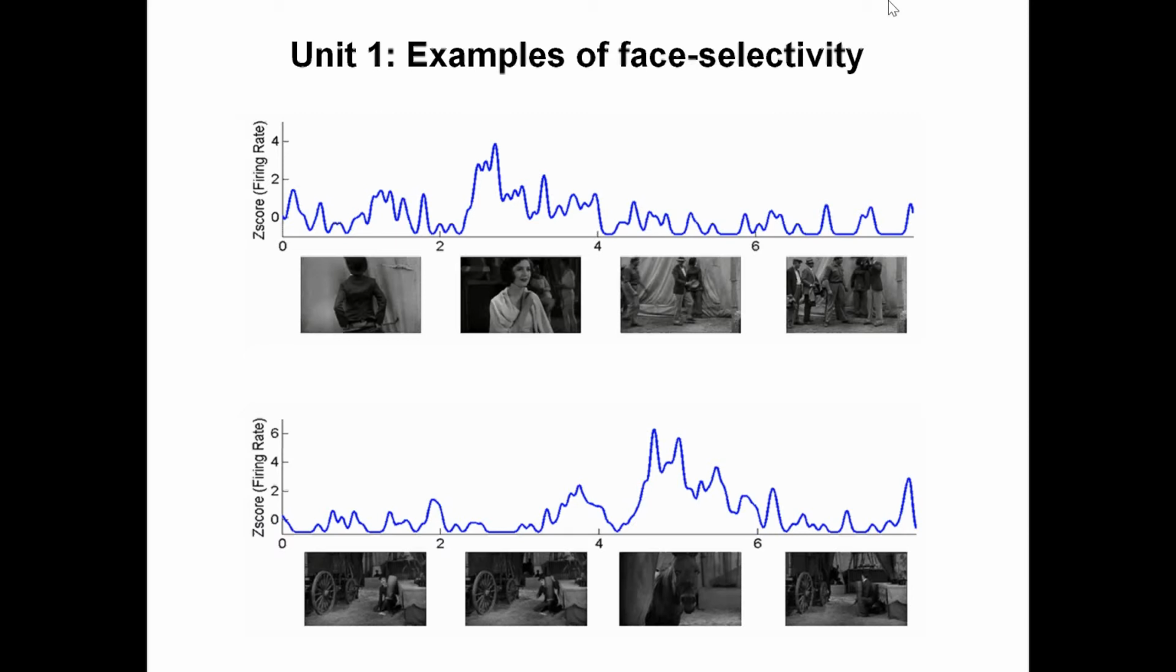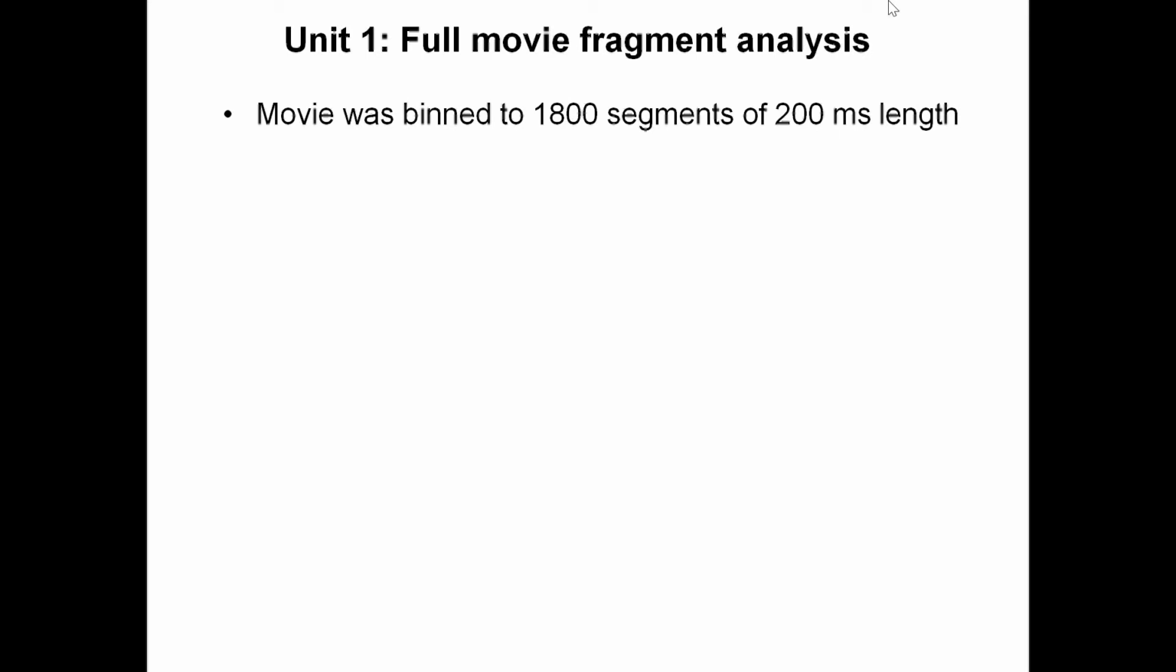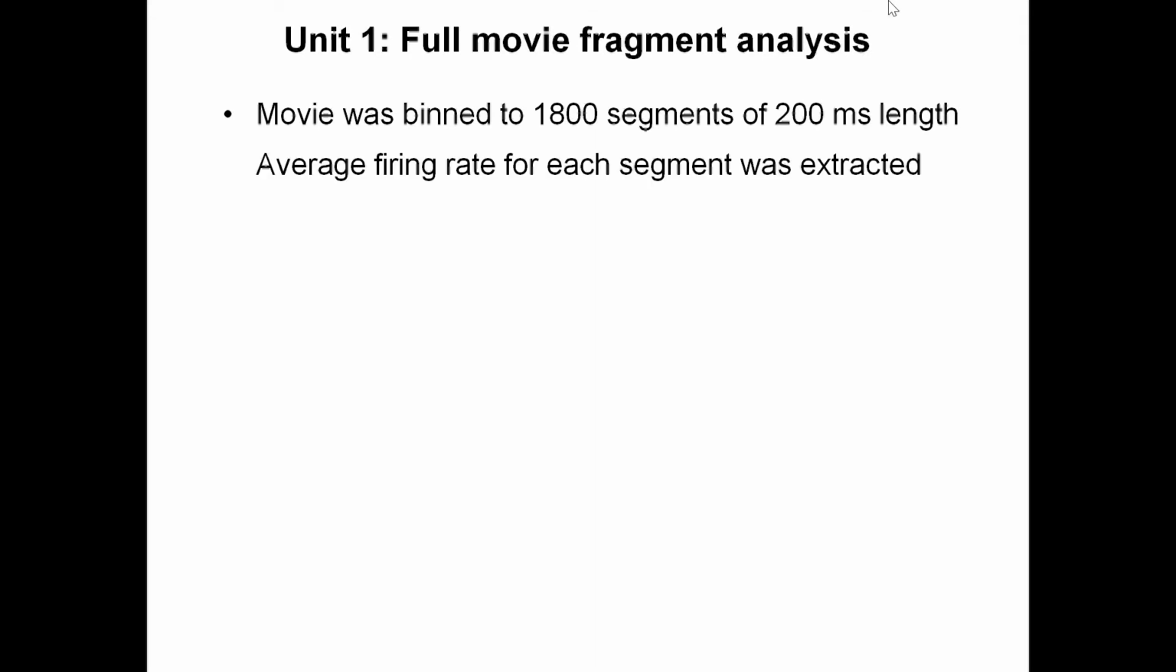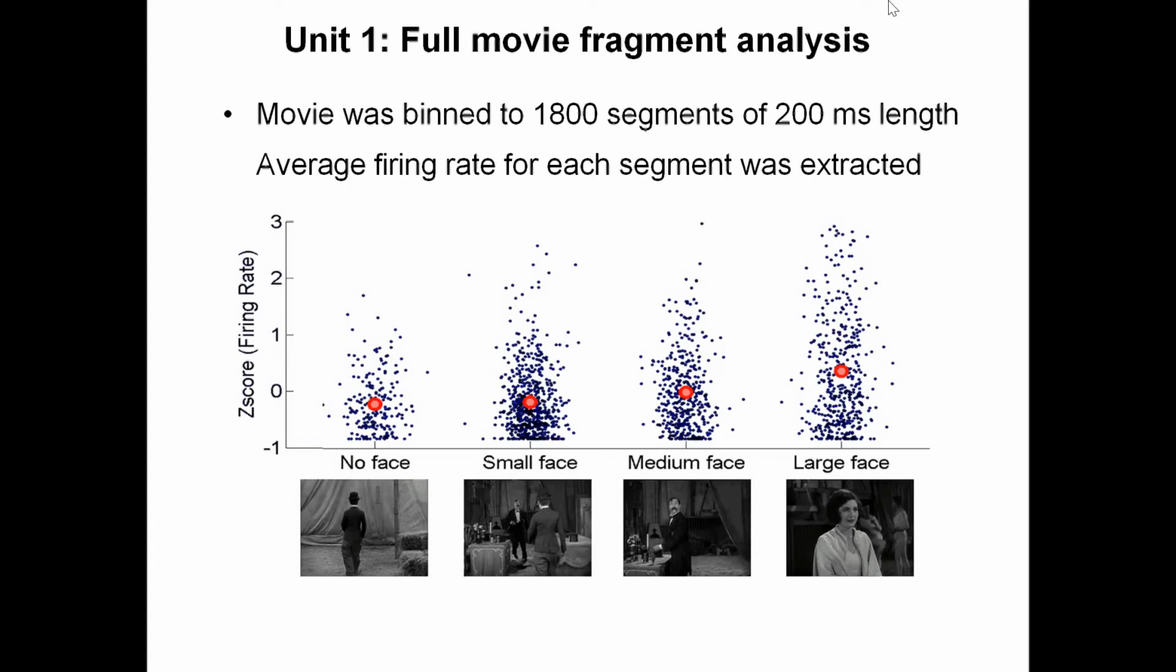This is a single segment analysis, but we want to see the average and make statistics. So what I did, I took the movie and binned it into segments of 200 milliseconds, so that we have 1,800 segments of 200 milliseconds, and then I calculated the average firing rate within each segment. This is the way we can make statistics afterwards. And here is what I get.